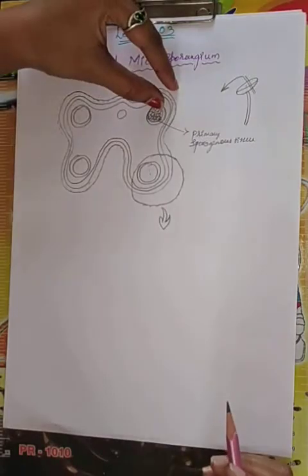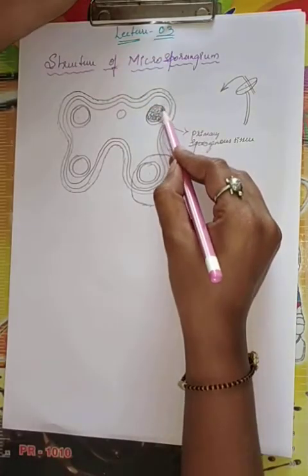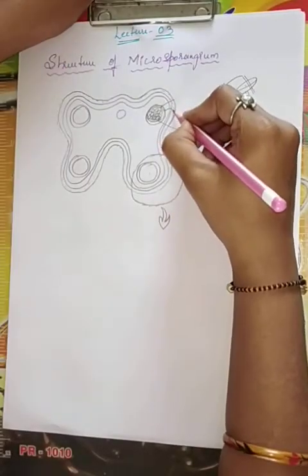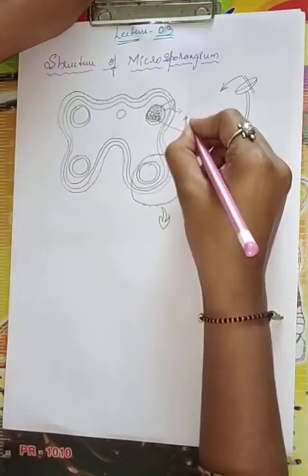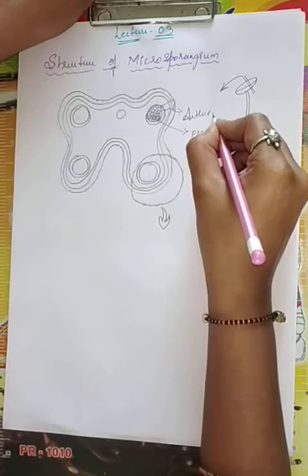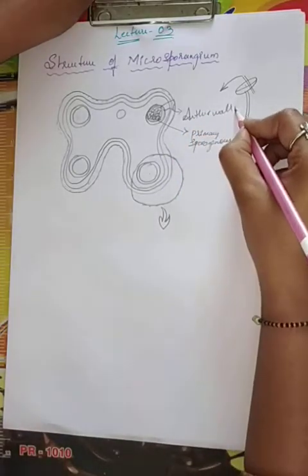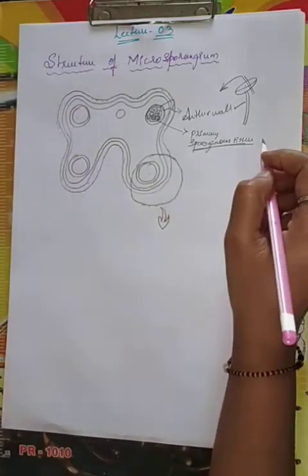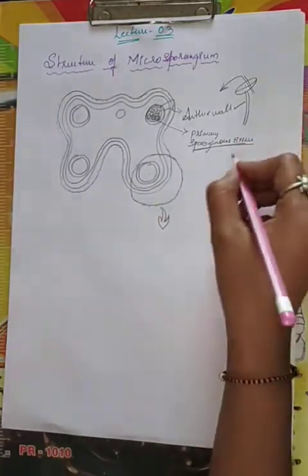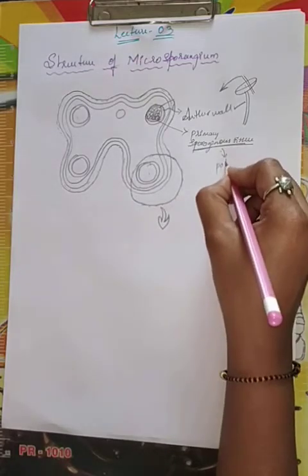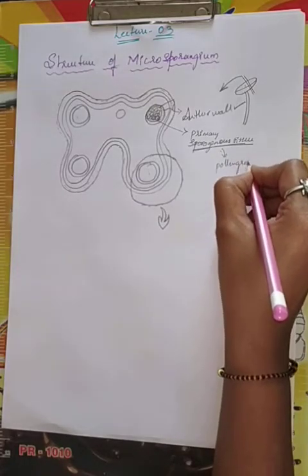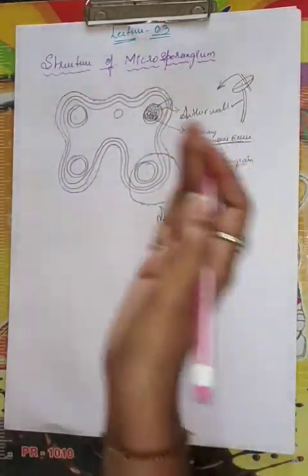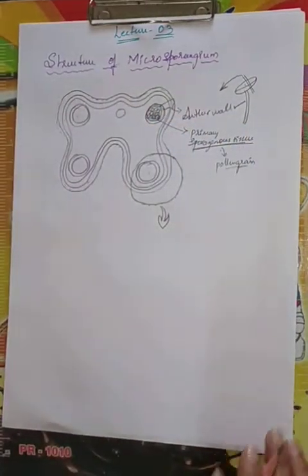First I am going to explain in detail this portion, the anther wall layer. Overall I can call it the anther wall. First we are going to discuss the anther wall, then next we are going to discuss the sporogenous tissue. This sporogenous tissue only later on will give you pollen grains. Don't worry about that, I am going to discuss it in detail. First, from the outer side to the inner side, I am going to explain.